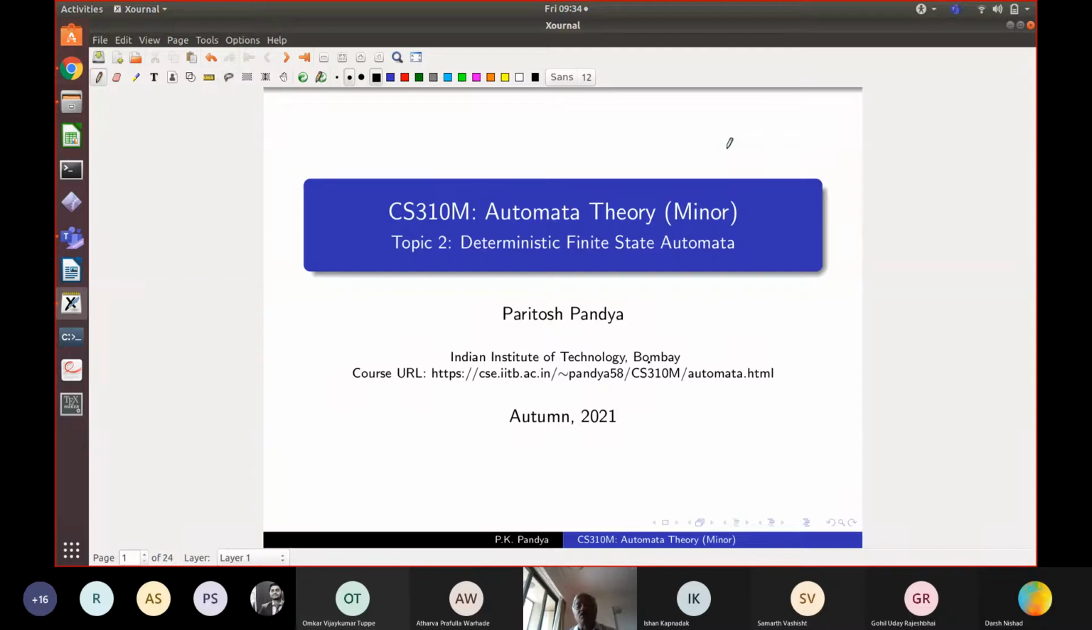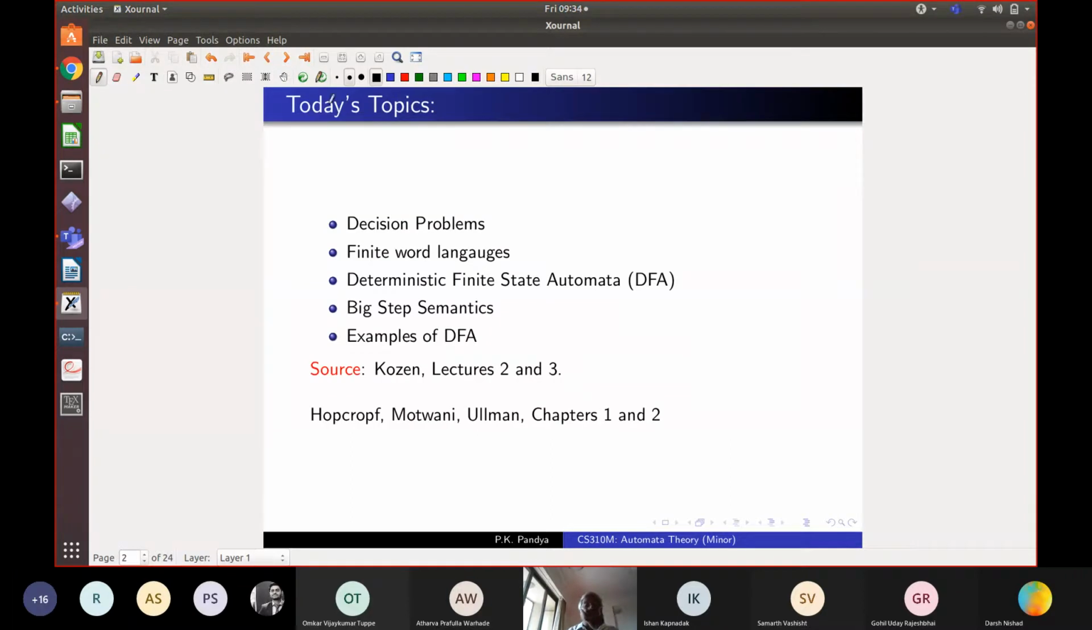Today we will begin our study of automata theory, and I'm going to cover a topic called deterministic finite state automata. We already referred to these. First I want to talk broadly about what are called decision problems. Then I want to introduce a standard way of representing these decision problems as what are called finite word languages. So one thing you will learn today is how to represent problems as languages. This is one of the two things that you will learn today.